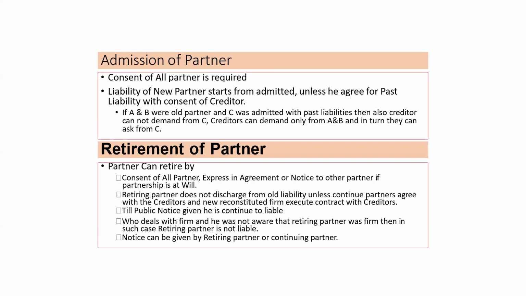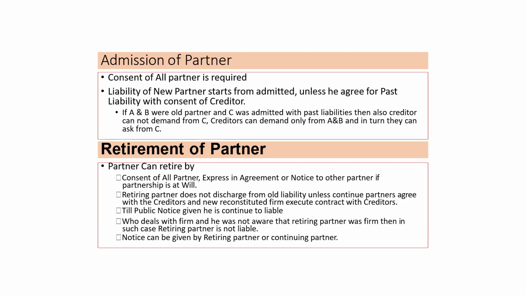Admission of partner. So if you want to admit a partner, consent of all the partners is required. And liability of new partner. ये लाइबिलिटी वाला पॉइंट भी बहुत इंपॉर्टेंट है कि लाइबिलिटी व्हेन इट अराइजेज एंड व्हेन इट इज नो मोर लाइबल. ठीक है. So liability of new partner starts from the date of admission unless he agrees for past liability with the consent of creditors. ठीक है. If A and B were old partners and C was admitted with past liabilities, then also creditor cannot demand from C. ठीक है. Creditors can demand only from A and B, and in turn they can ask from C.